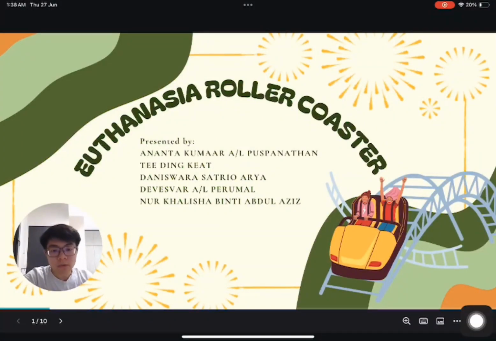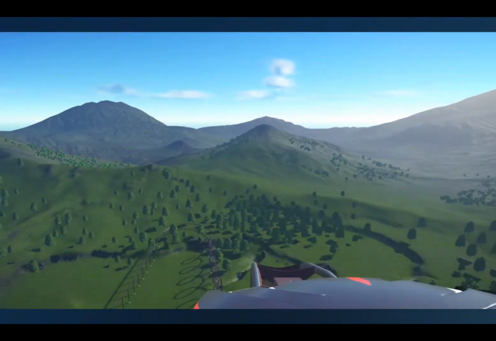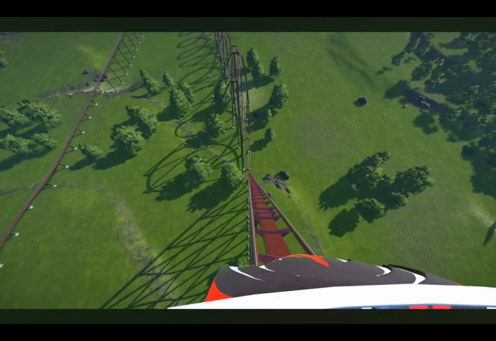Everyone, and welcome to our presentation on the force analysis of the euthanasia roller coaster. Today, we will be taking you through our analysis of the forces involved in this unique roller coaster design.